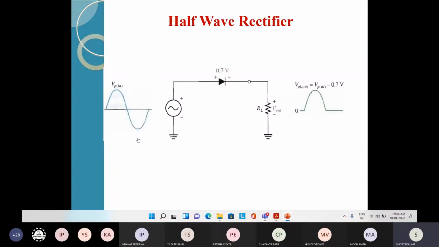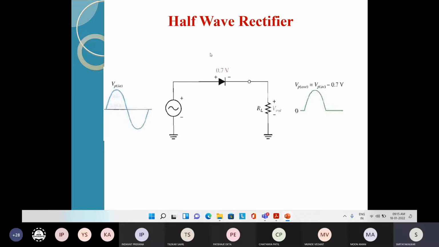Here the wave is given with respect to V in. Assume there is a 3 volt peak to peak sine wave. The sine wave is connected to the supply. The supply here is a 230 volt 50 hertz sine wave, connected to the diode.